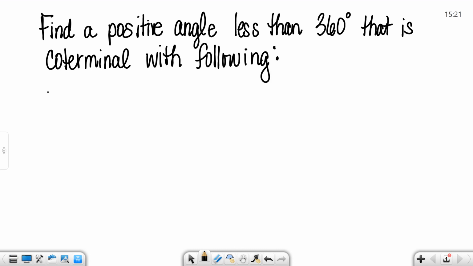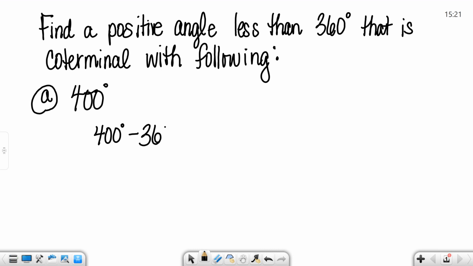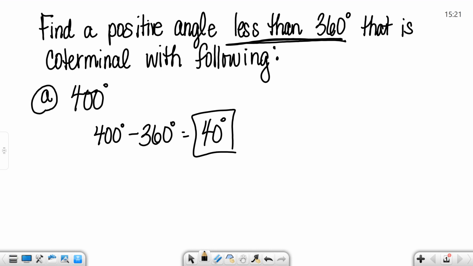Let's start with a 400 degree angle. So we're looking for an angle that is coterminal with 400 degrees. Now remember, we take theta and we either add or subtract 360 in this case because we're working with degrees. So we're going to subtract 360 because it says our angle has to be less than 360. And so that would give me 40 degrees. Oh, that was so easy. You wouldn't even have to look at the graph. All right, let's do another one.